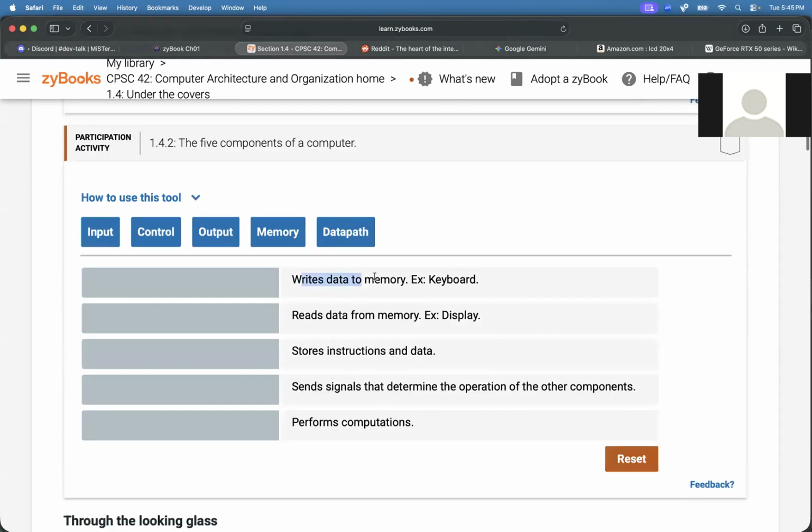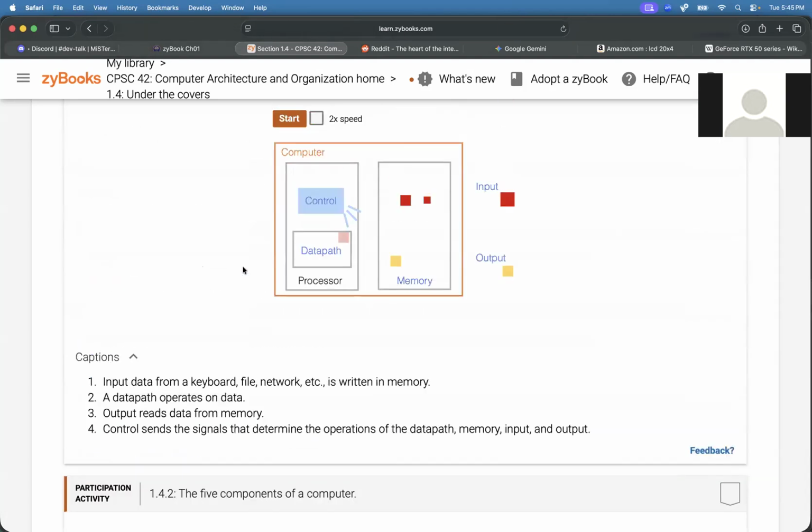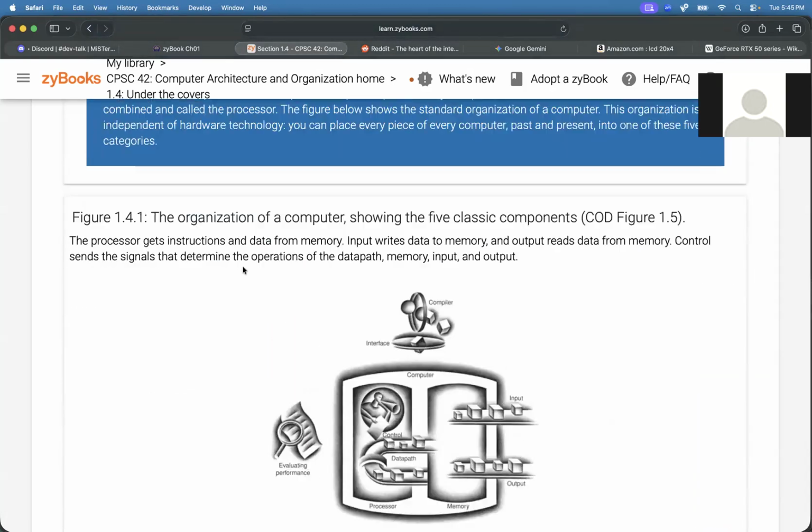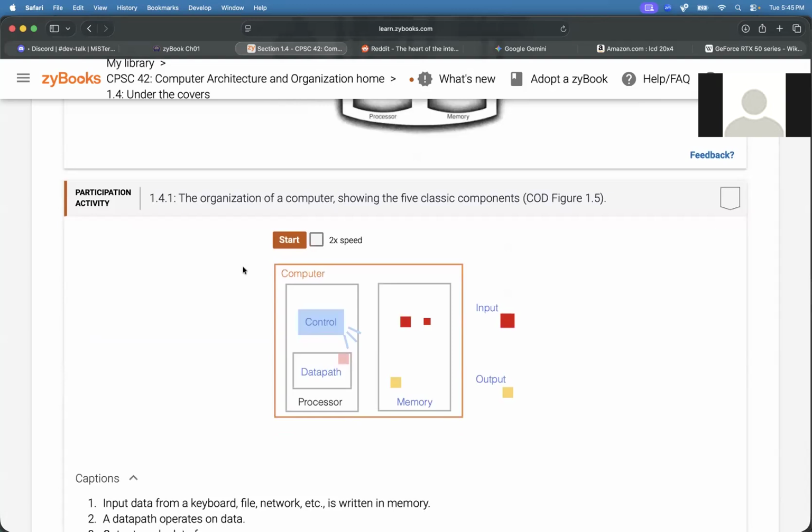What would write data to memory? Not a keyboard. If you're writing data to memory, wait, what? They say memory a lot. Okay, I do not like this section here at all.